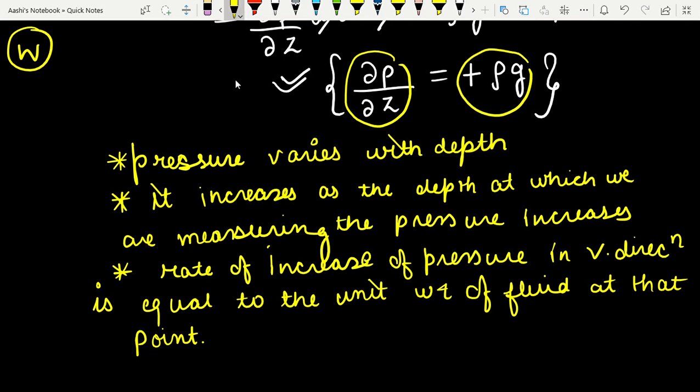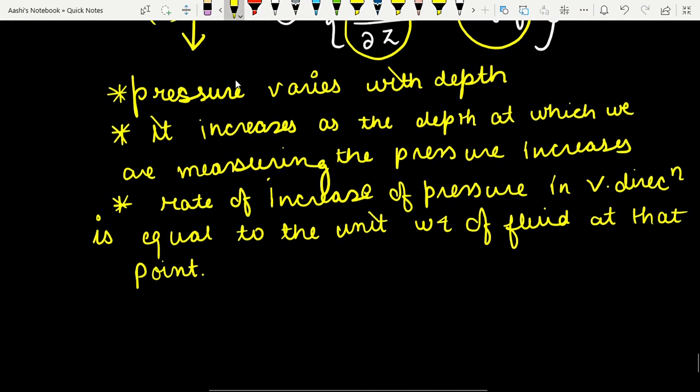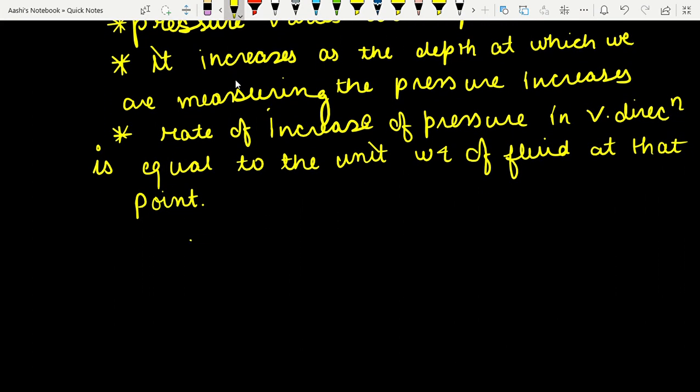The rate of increase of pressure in the vertical direction, assuming that you are taking the downward direction positive. Very important point to be noted here: if you take downward direction negative, it will come out to be minus rho g. So that you should remember. In some books it will be minus rho g, so you should not get confused. They have taken another sign convention and it is completely okay to assume any sign convention. The ultimate meaning should be the same.